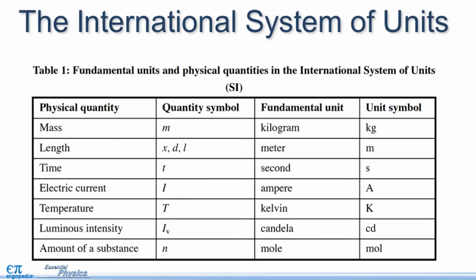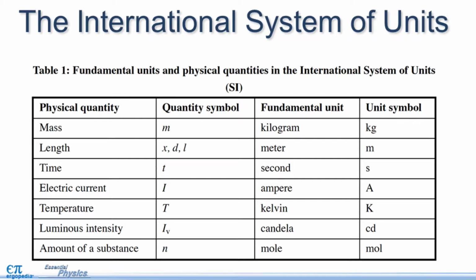Time has a quantity symbol of lowercase t. It has a fundamental unit of second, and the unit symbol is lowercase s. Electric current has a quantity symbol of capital I, its fundamental unit is an ampere, and the unit symbol is a capital A. Temperature has a quantity symbol of capital T, a fundamental unit of Kelvin, and the unit symbol for Kelvin is capital K.